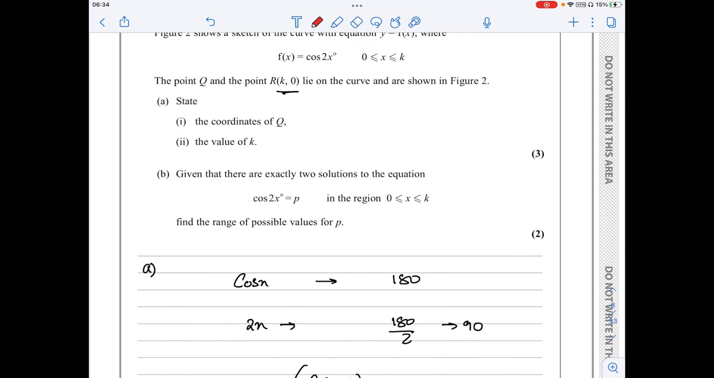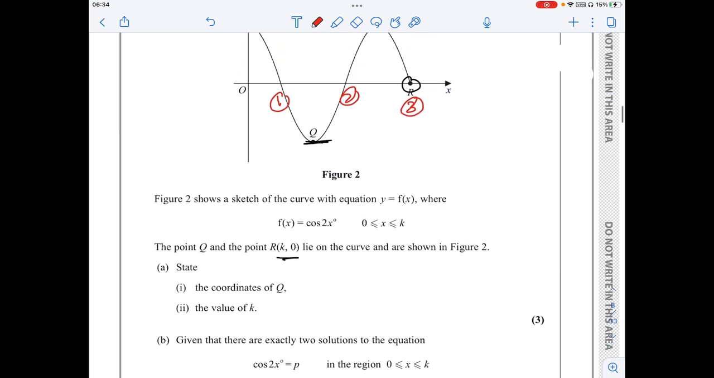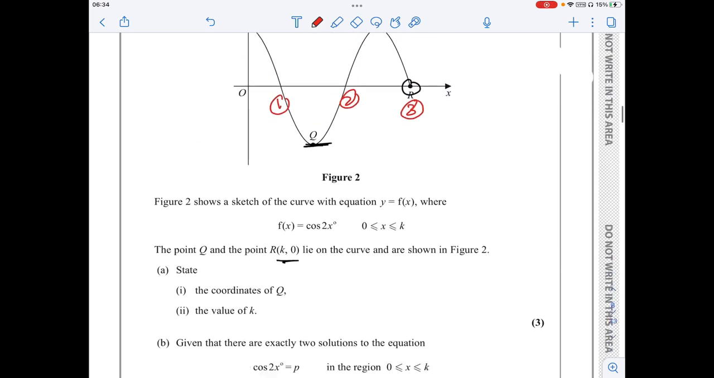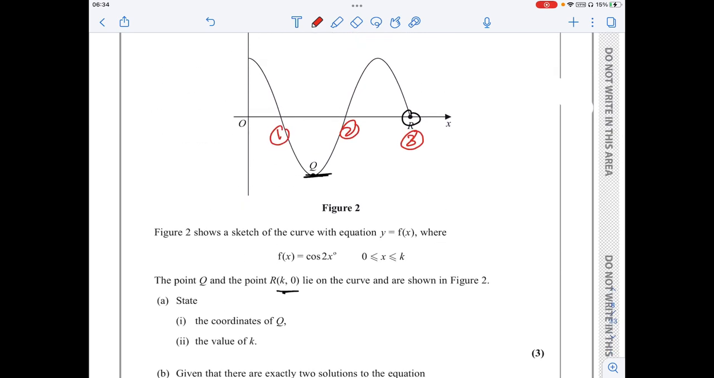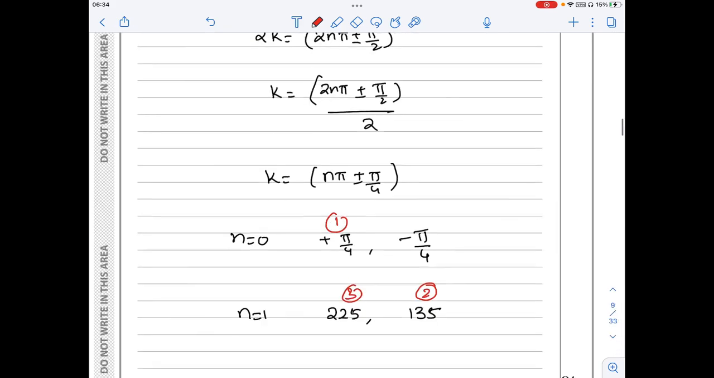Given that there are two exact solutions for cos 2x equals p, find the range of the possible values of p. So again, it's a 2 marks question. So cos 2x equals p, exactly two solutions. Exactly two solutions means nothing but what? If it is over here, it has 3 solutions, so it's not over there. If it is over here, it has 2 solutions. So it should start from 0 and end at minus 1.